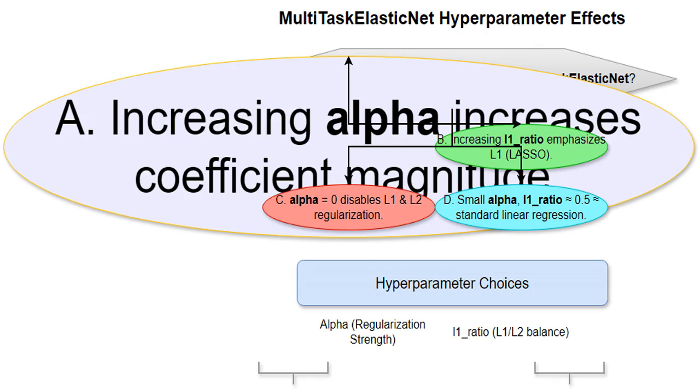This statement is false. Increasing alpha actually does the opposite. It decreases the magnitudes of the coefficients. This is because a larger alpha strengthens the regularization penalty, pushing the coefficients towards 0. Think of it like this: a stronger penalty discourages large coefficients.